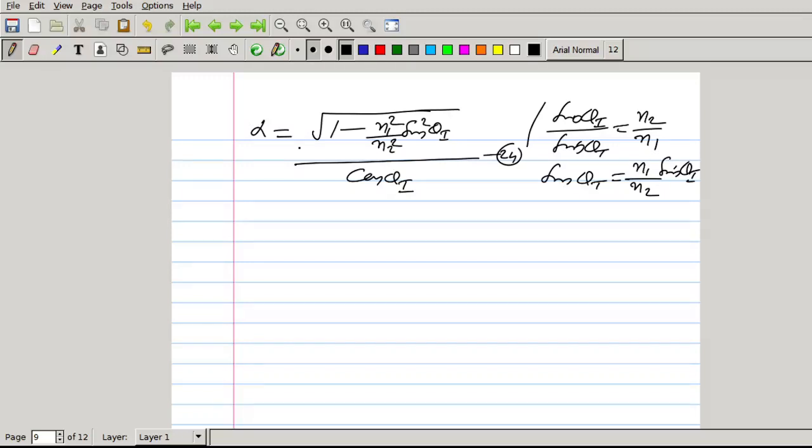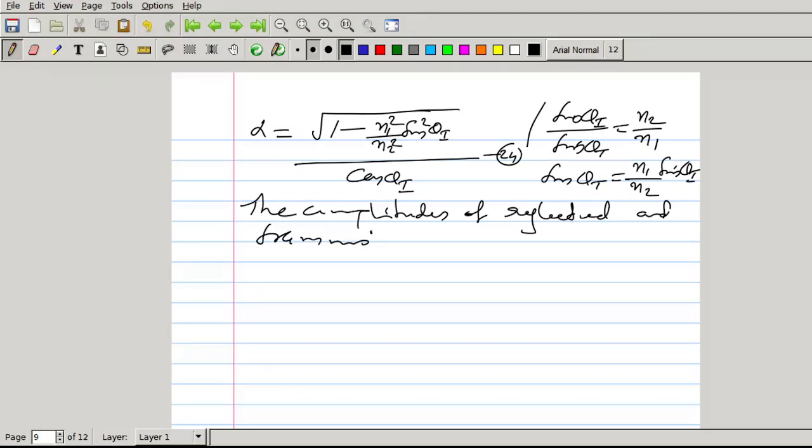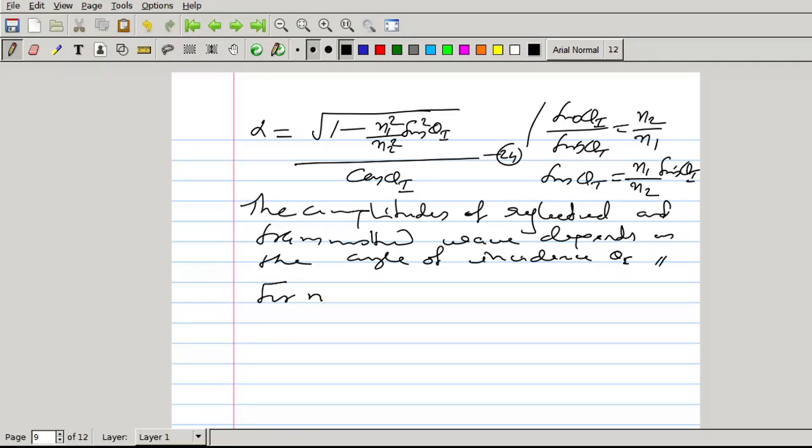That means this equation shows that the amplitudes of the reflected and transmitted waves depend on the angle of incidence theta I. For normal incidence, theta I equal to 0.